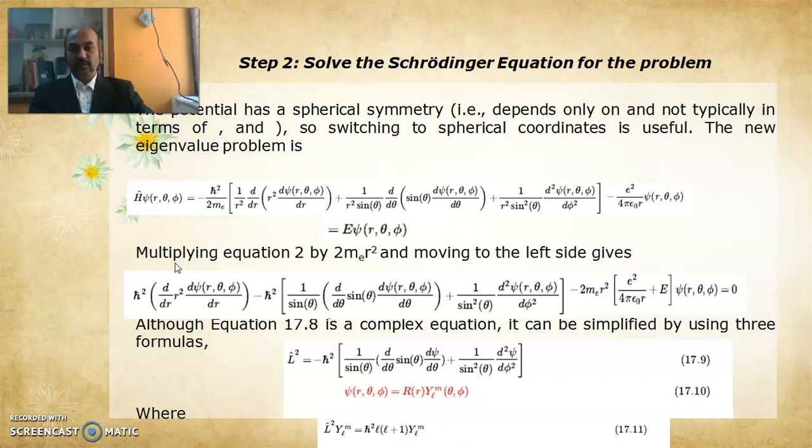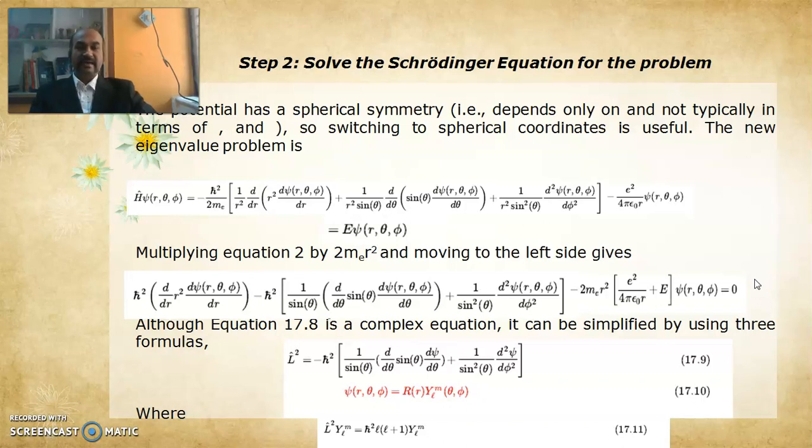Now multiplying equation 7 by 2 me r square and moving to the left side gives h cross square into d by dr of r square into d psi of r theta phi divided by dr minus h cross square of 1 by sin theta into d by d theta of sin theta into d psi of r theta phi divided by d theta plus 1 by sin square theta into d square psi of r theta phi divided by d phi square, minus 2 me r square of e square divided by 4 pi epsilon naught r plus E of psi of r theta phi, that is equal to 0.